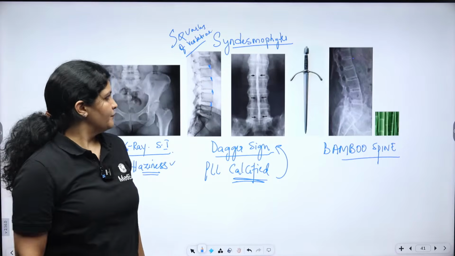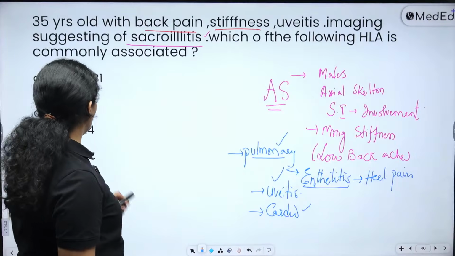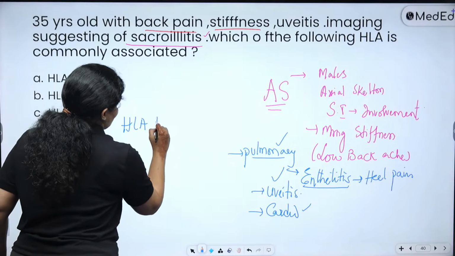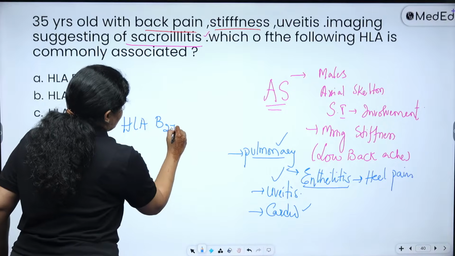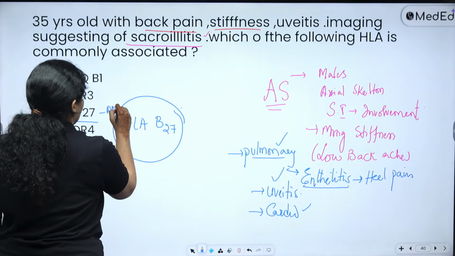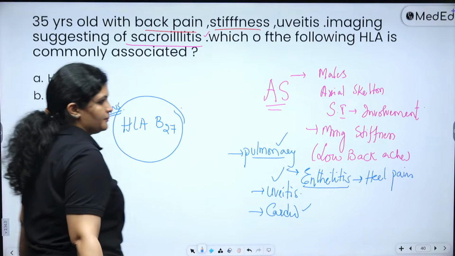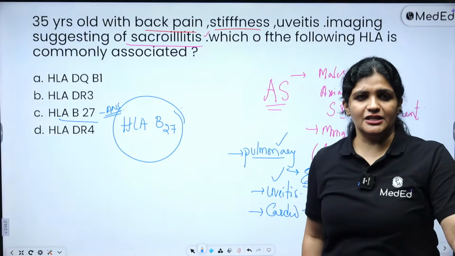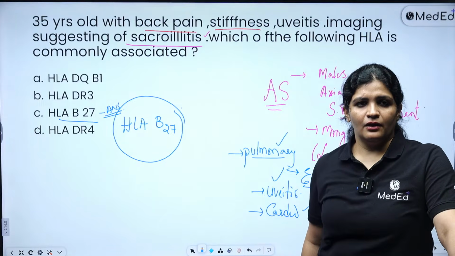Now, what is the important thing they have asked? They are associated with HLA-B27. So the answer is HLA-B27, right? The answer here is HLA-B27. Okay.